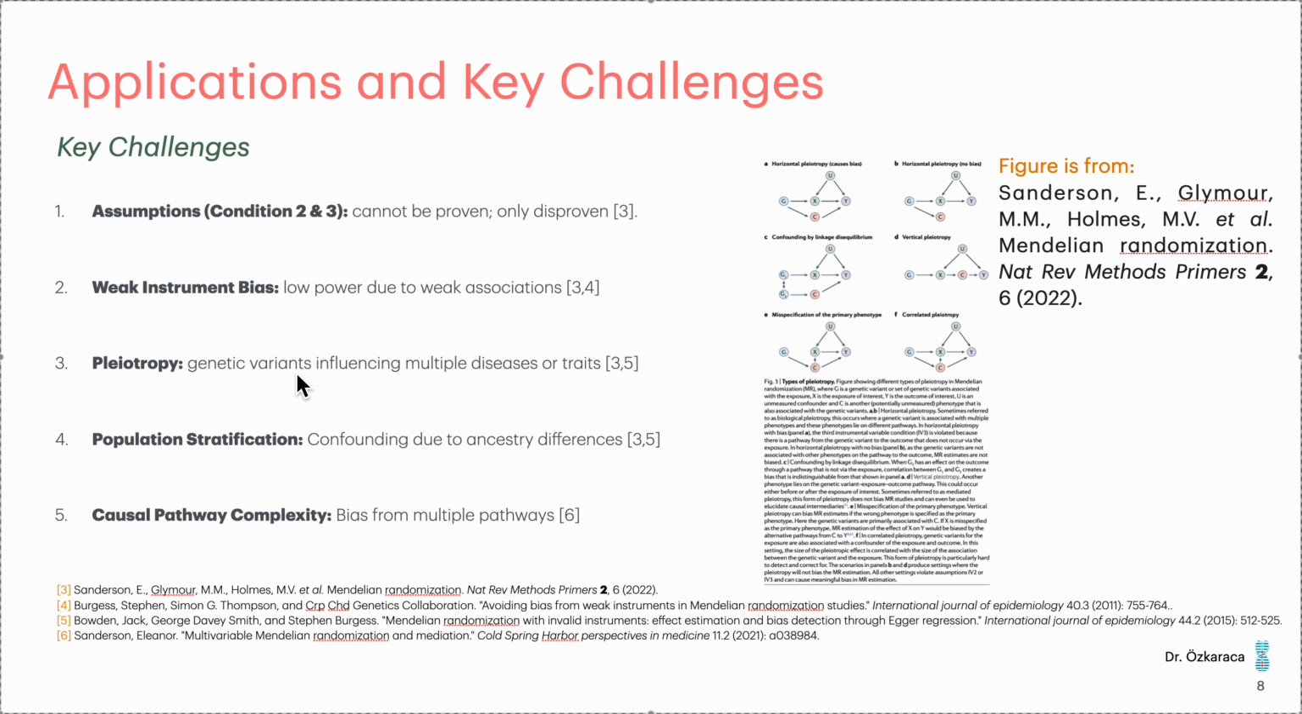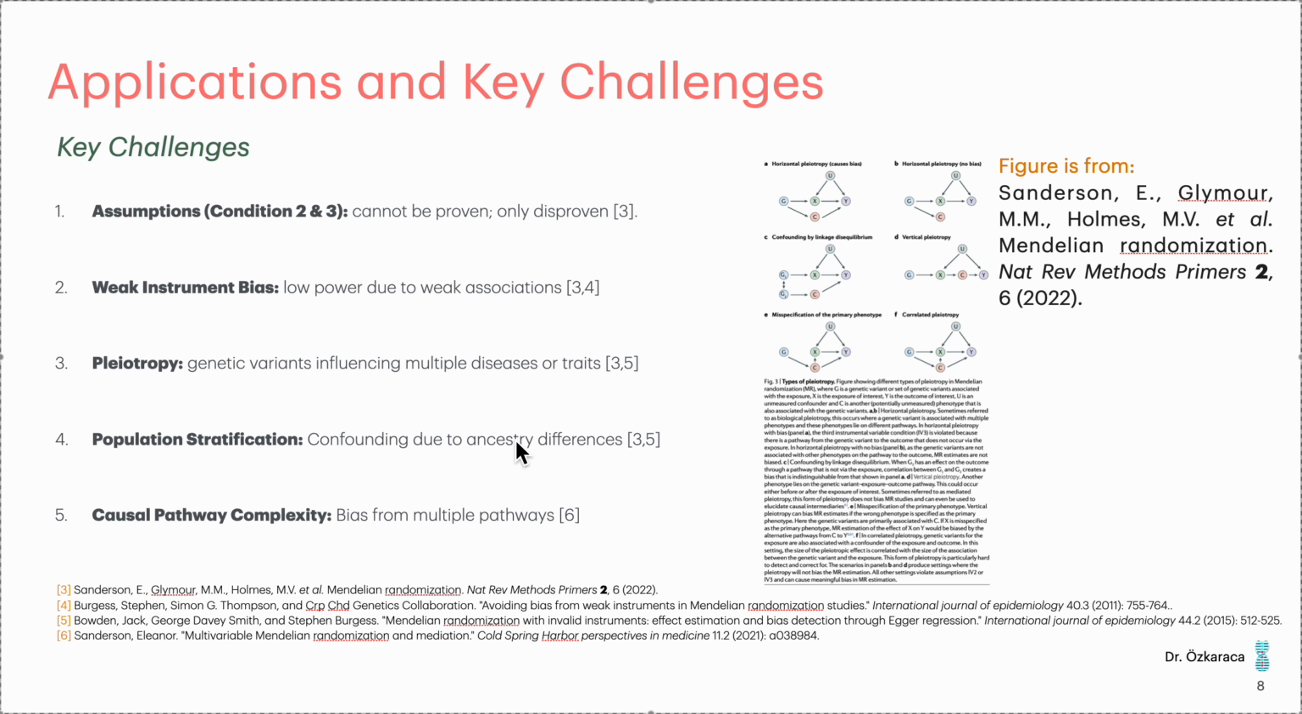MR estimations. The fourth is the population structure, which is basically differences in ancestry or population structure that can act as a confounder, just like in GWAS. For example, genetic variants may be associated with both the exposure and the outcome due to shared ancestry, rather than just the causal relationship. So proper adjustments for stratification are critical for avoiding any biased results.